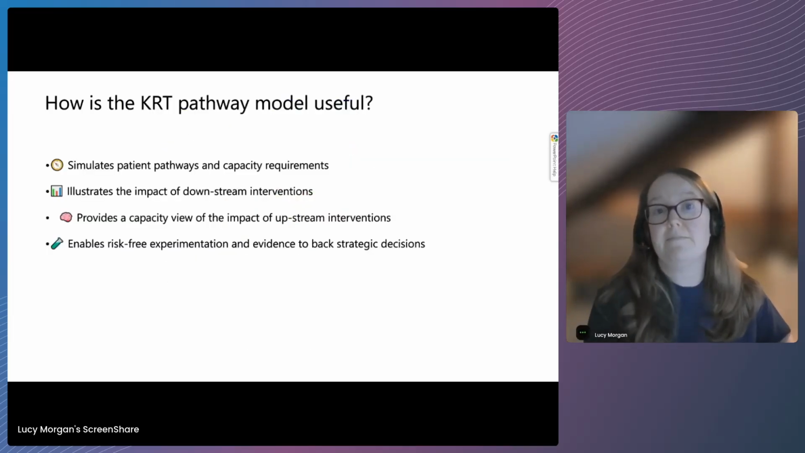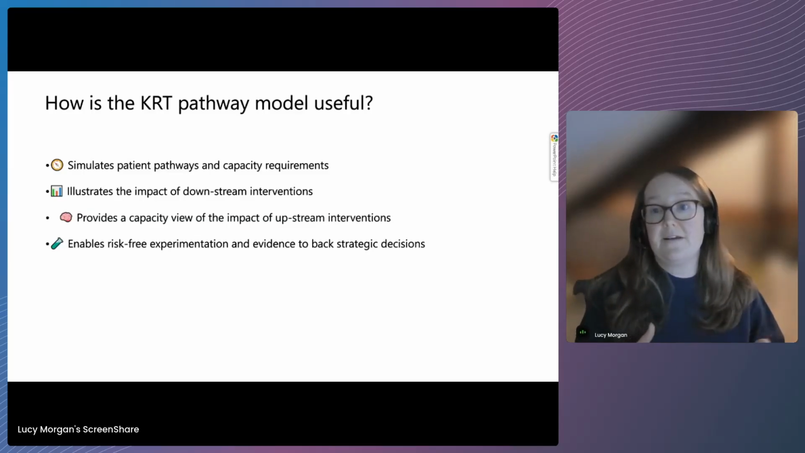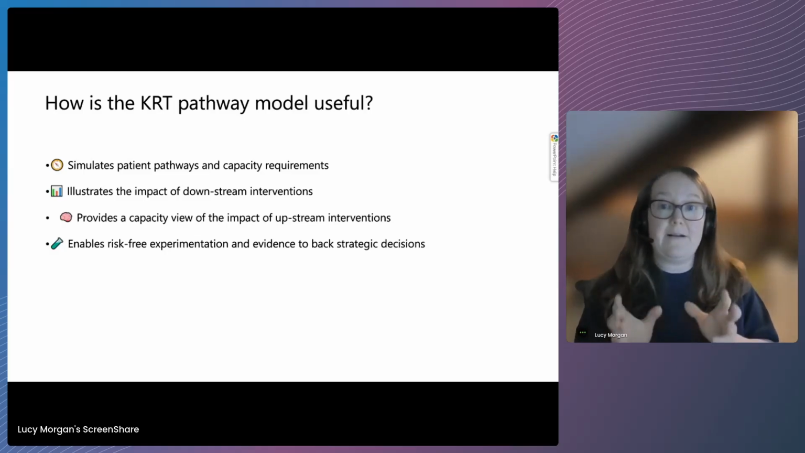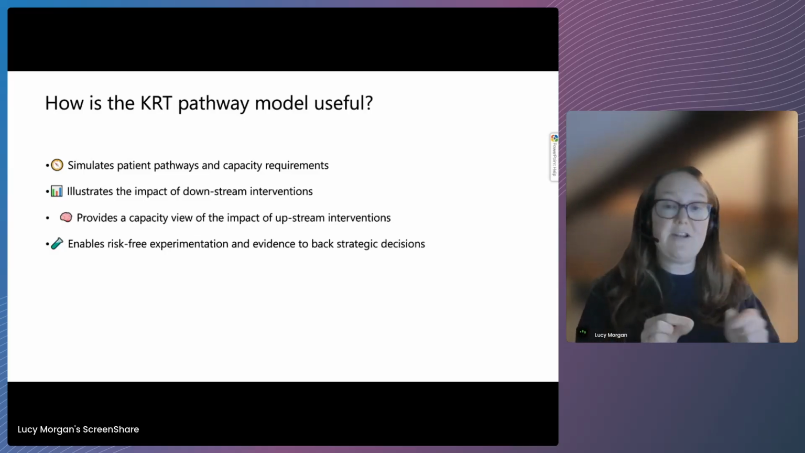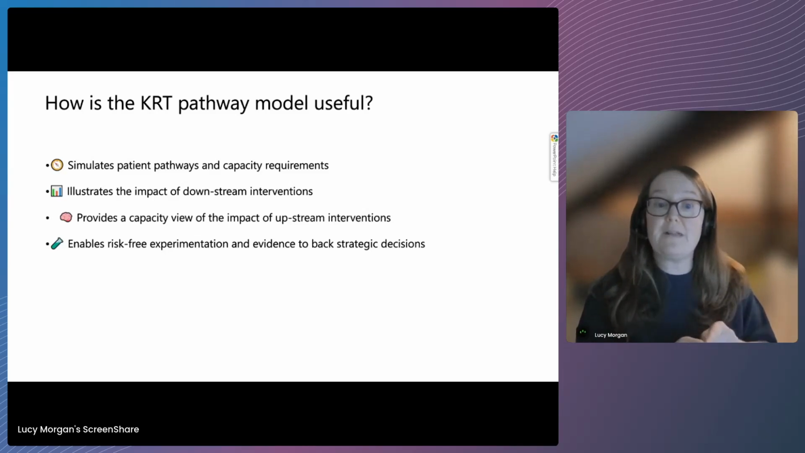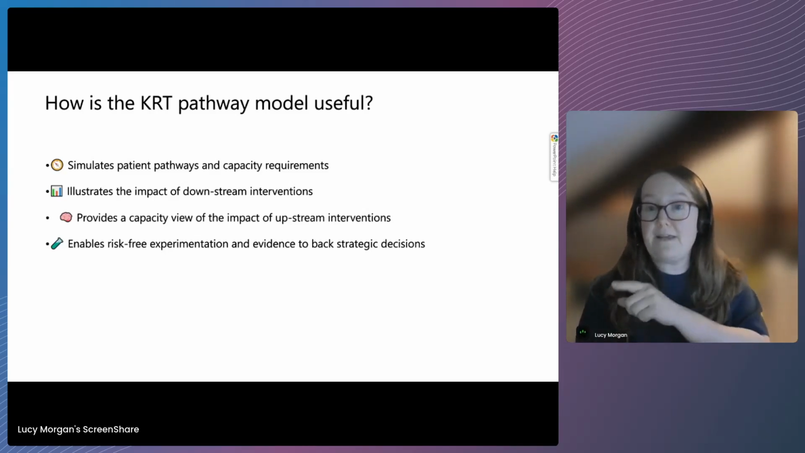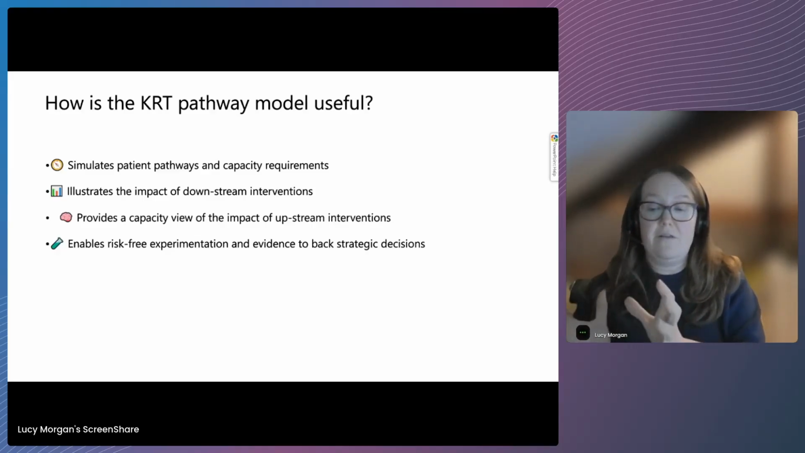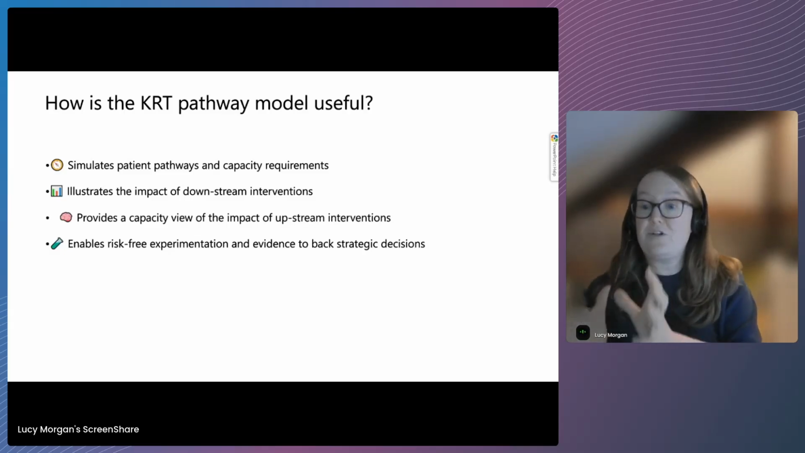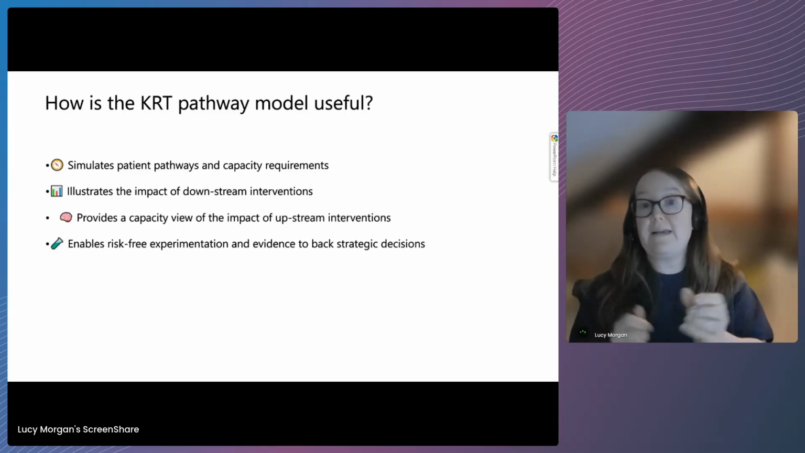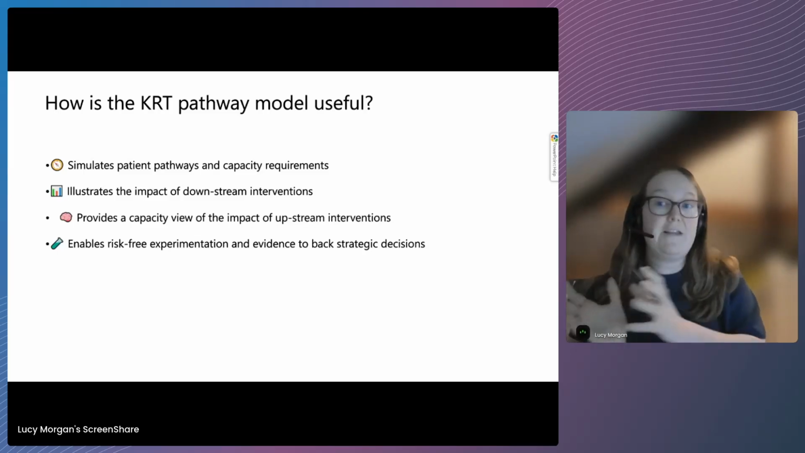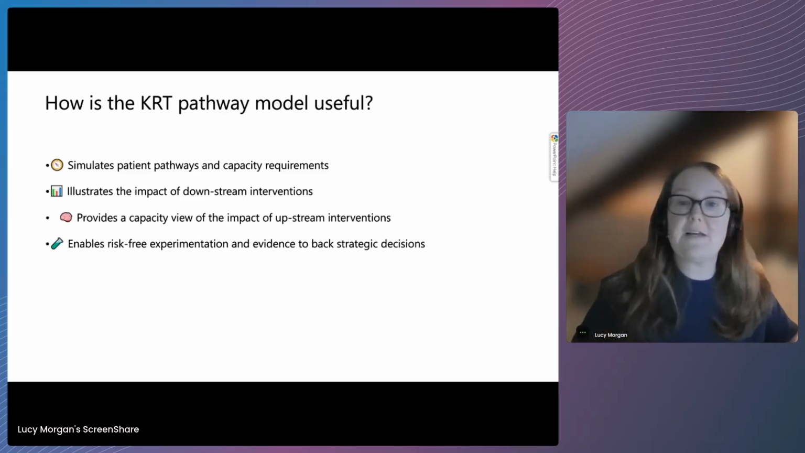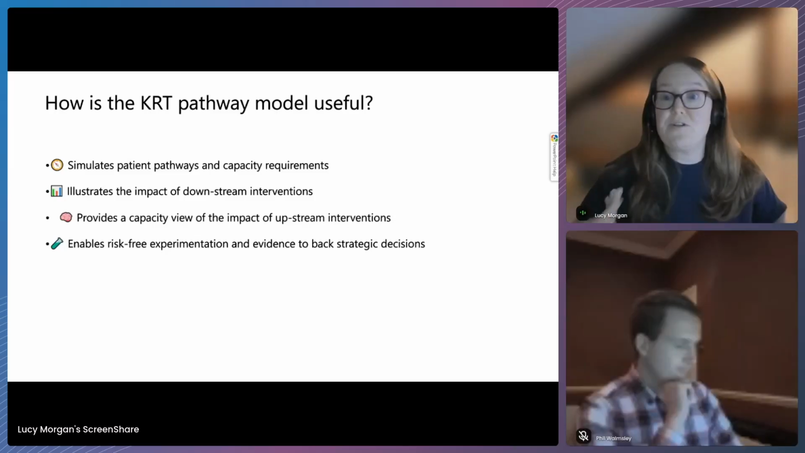So this pathway is useful because it allows us to look at the capacity requirements. It allows us to look at the impact of downstream interventions, so changes in those actual pathways. But equally, if we run a preventative intervention in the CKD model, so we're looking at the chronic kidney disease population, and we do a preventative measure, which means fewer people are flowing into kidney replacement therapy, we can feed that into this model by changing that incidence profile over time that pushes patients into this model in general.